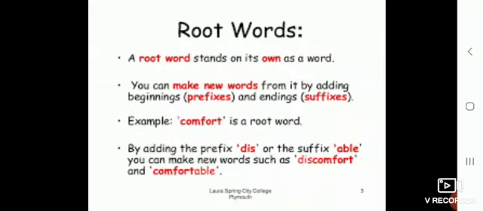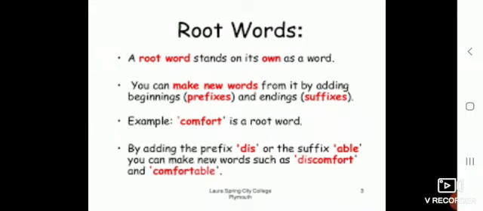Now let's see first what a root word means. A root word stands on its own as a word. The word itself is a complete word, it has its own meaning, that is the main root word. So you can make new words from it by adding beginnings or endings. In the beginning you can add a prefix and make a new word, and at the end you can also add a suffix and make a new word.